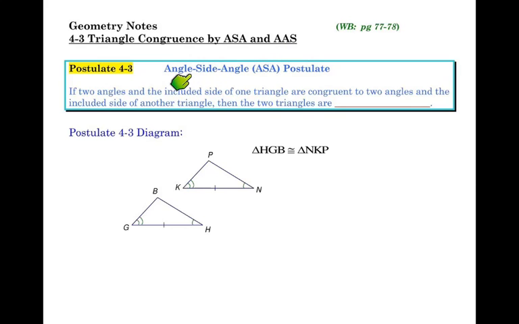And so what these say are angle, side, angle tells me that if two angles and the included side of a triangle are congruent to the two angles and the included side of another triangle, then the triangles are congruent.